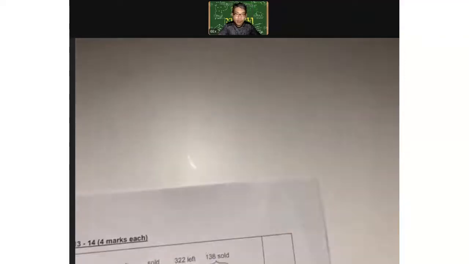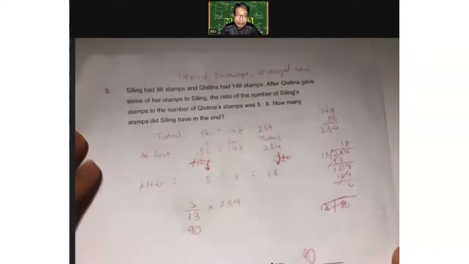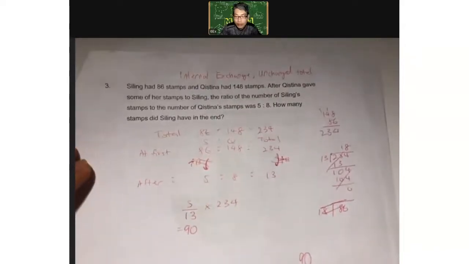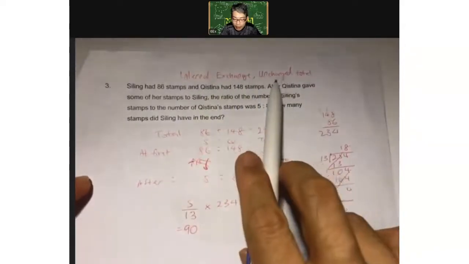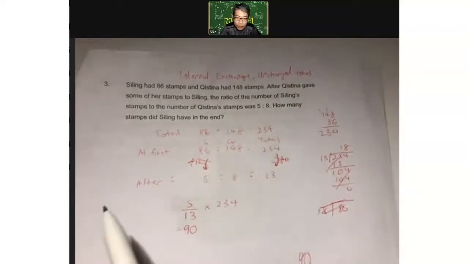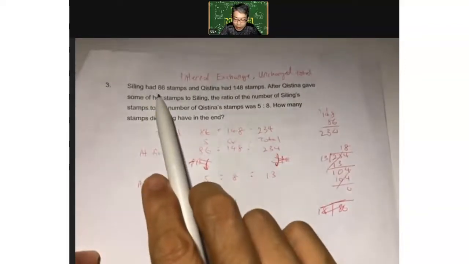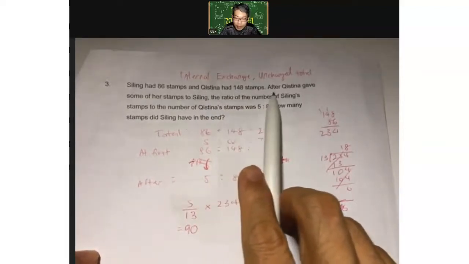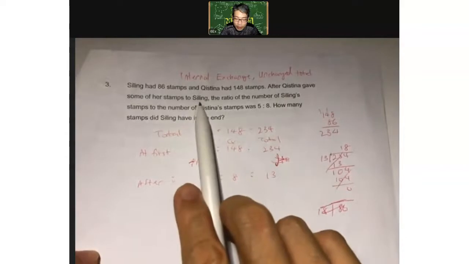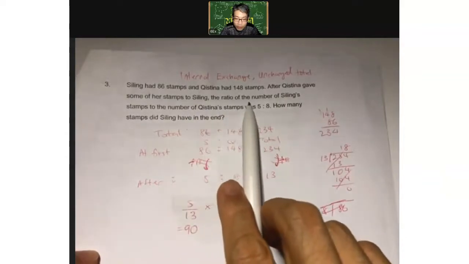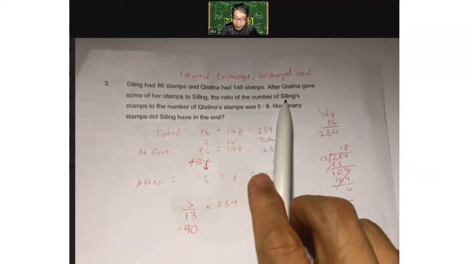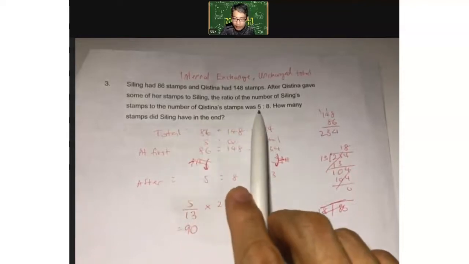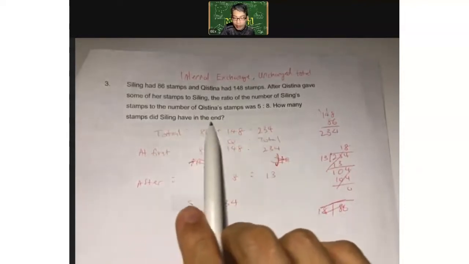Let's go to question 3. Now this kind of question is known as internal exchange, and the total is unchanged. So what does it mean? Now Ceiling had 86 stamps and Christina had 148 stamps. After Christina gave some of her stamps to Ceiling, the ratio of the number of Ceiling's stamps to the number of Christina's stamps was 5 to 8. How many stamps did Ceiling have in the end?